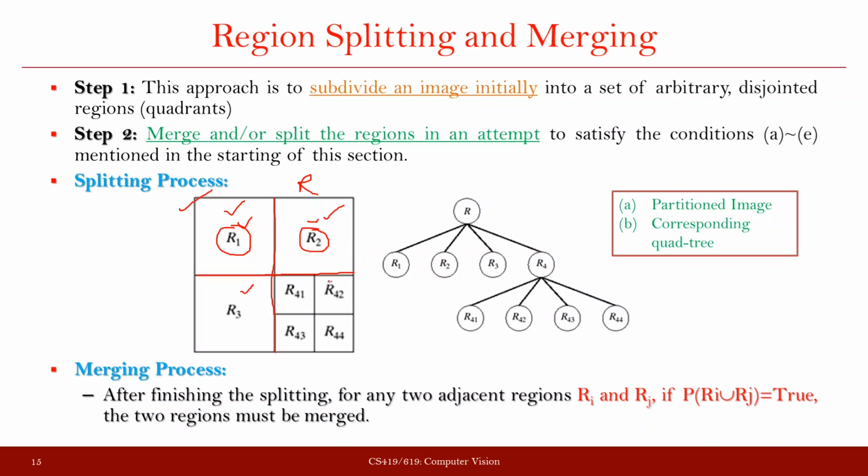Similarly for R3, all the pixels have the same characteristics, so they become one segment. But let's say in R4, we find that all the pixels in this region don't share the same characteristics. In that case, we can further divide it into four parts and then analyze them further. Once we divide it into four parts, we have four regions. Now we analyze the pixels here, here, here, and here.